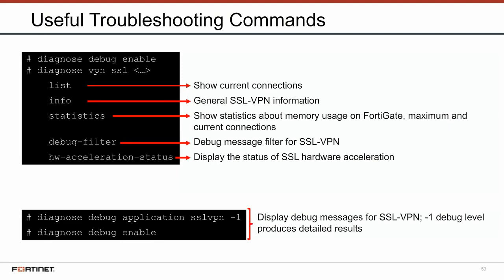There are several useful troubleshooting commands available under diagnose vpn ssl. They include list, which lists logged on users, and info, which shows general SSL VPN information. Statistics shows statistics about memory usage on FortiGate. HW acceleration status displays the status of SSL hardware acceleration. The debug command shows the entire list of debug messages for SSL VPN connections. Remember, to use the commands listed above, you must first run the diagnose debug enable command.